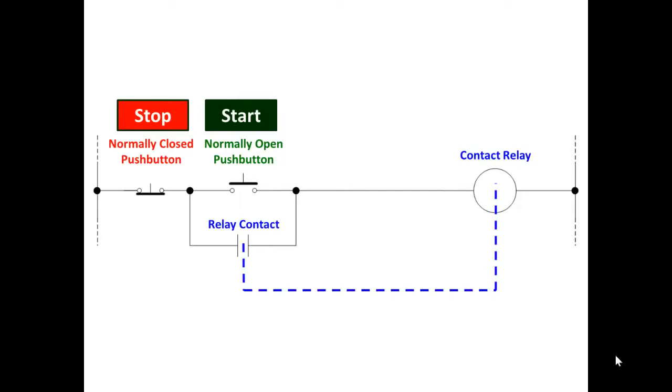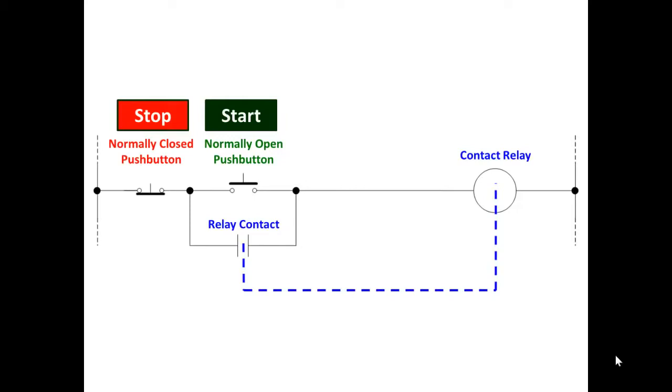So look at that circuit. Right now the normally closed push button is closed, the normally open is open, the relay contact is open, and the relay is off, de-energized. However, if I push that normally open push button, the start button, that closes the circuit from the left power rail vertical line all the way over through the relay coil to the right power rail vertical line. The relay coil energizes and forces the contacts to change state.